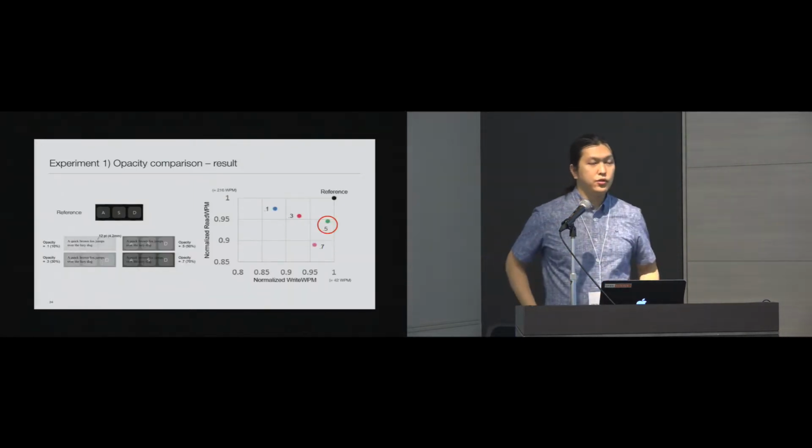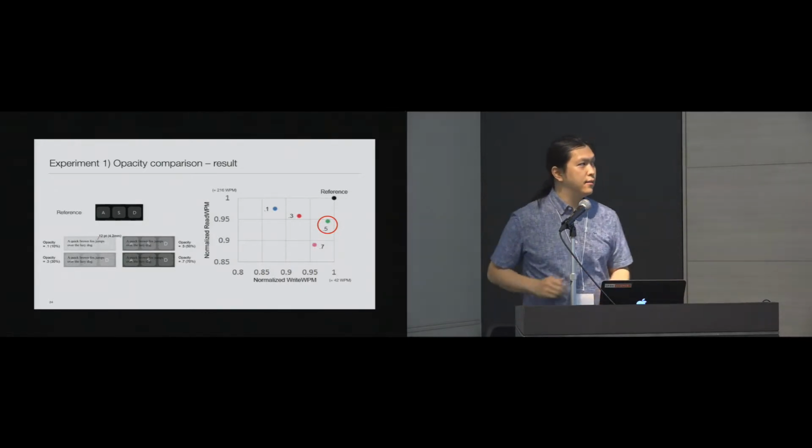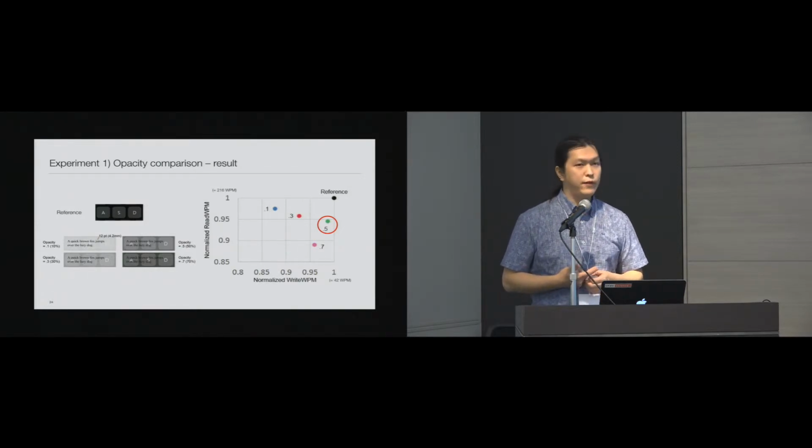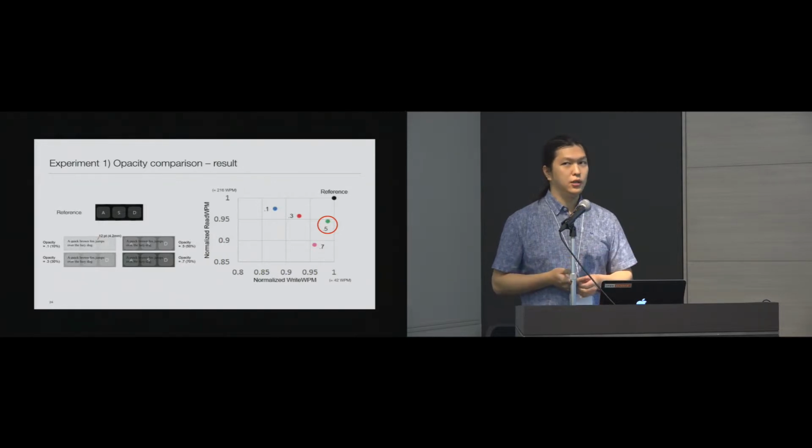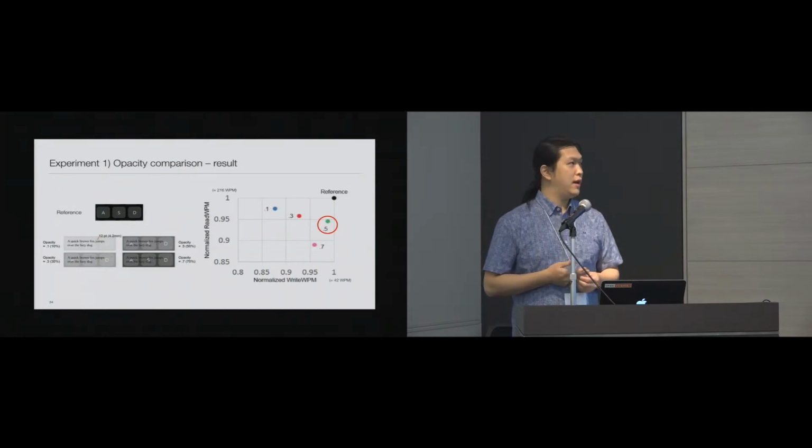This is the key result. The y-axis is the reading speed, and the x-axis is the writing speed, normalized against the reference condition. The reference condition is 1.0, and the others are normalized. As you can see, they form some kind of Pareto front, and 0.5, which means the 50% opacity condition, looks like the most balanced condition between them.